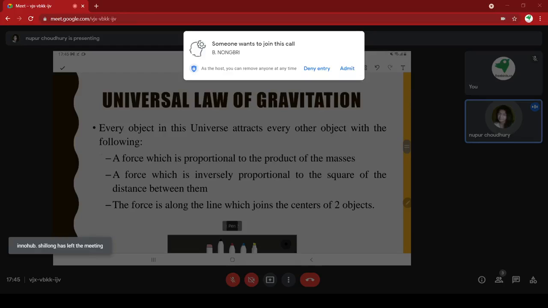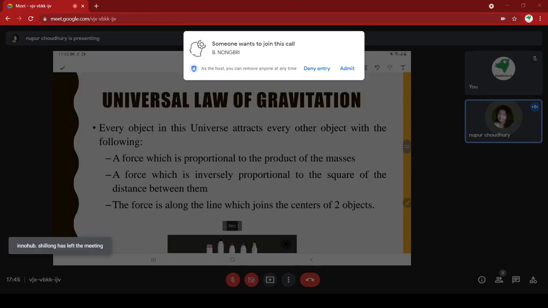The second one is that the force is inversely proportional to the square of the distance between them. So there is a certain distance, right? So force is inversely proportional to the square of the distance between them. And the third one is that the force is along the line which joins the two objects. So the force is not from somewhere else, from this point or that point. It will be along this line which joins the centers of the two objects.